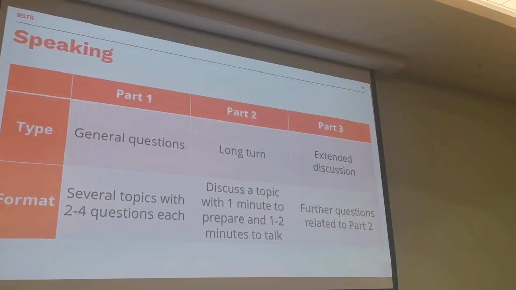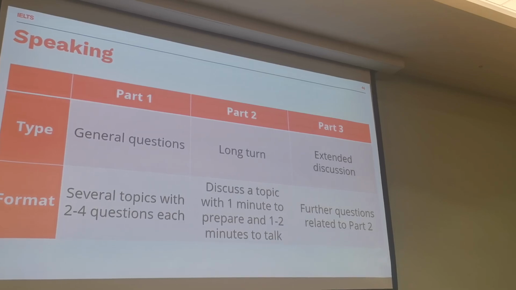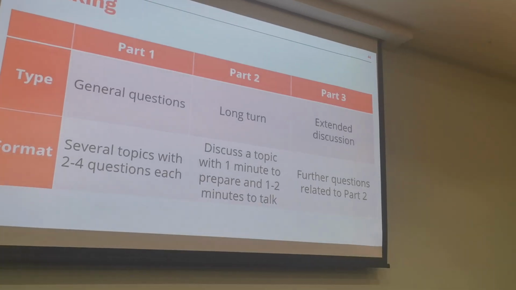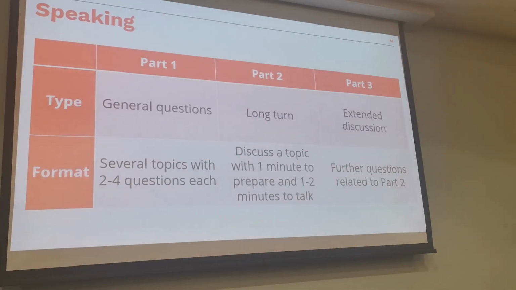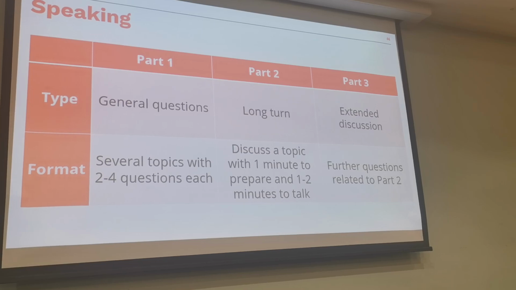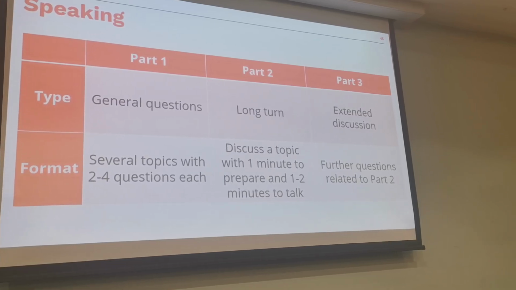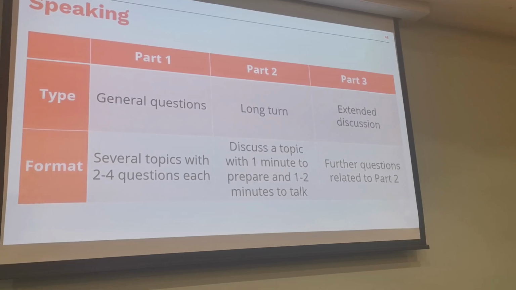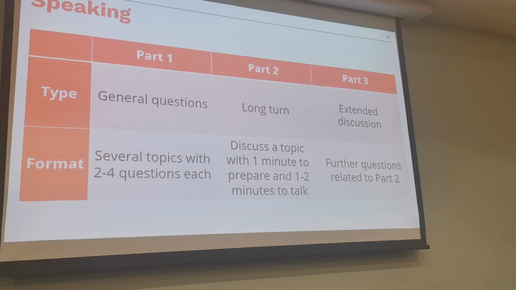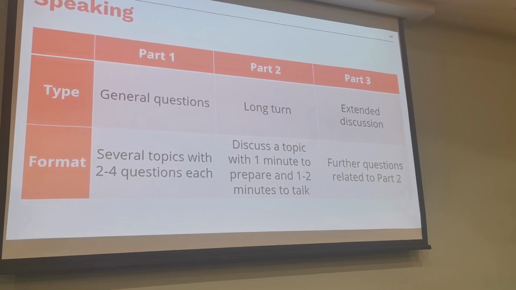Part 2, this is the one that scares people, but don't worry, it takes some time. It's called the long turn. You have to talk for 2 minutes about a topic. They'll give you a topic, you have 60 seconds to prepare, a really important 60 seconds, to come up with some ideas, and then you speak for 1 to 2 minutes, but aim for 2 minutes if you're going for a higher score.